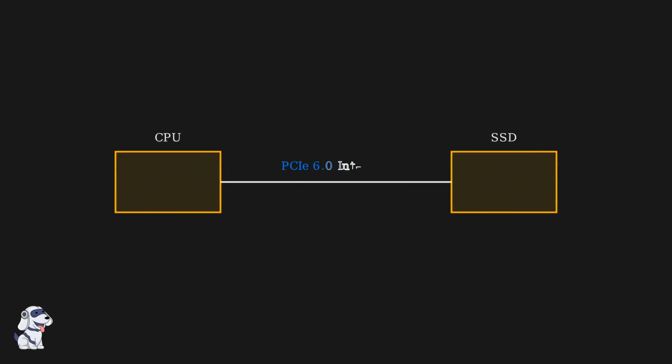The SSD controller connects to the CPU through the PCIe interface, which serves as the primary data highway. PCIe 6.0 doubles the bandwidth capacity of its predecessor. By utilizing advanced signaling, PCIe 6.0 enables massive data throughput, allowing the drive to communicate with the CPU at speeds reaching 30 gigabytes per second. This unprecedented speed eliminates bottlenecks, ensuring that high-performance storage can keep pace with modern computing demands.